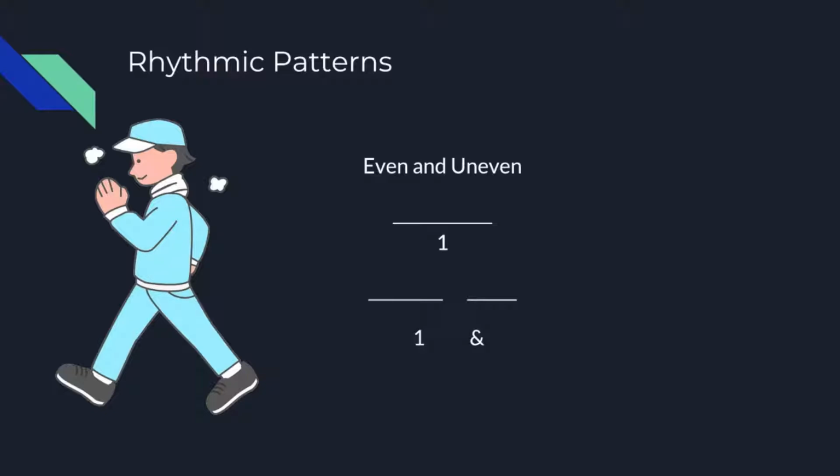Uneven rhythmic patterns combine a long beat with a short beat. An uneven pattern would sound something like 1 and 2 and 3 and 4 and, the number being the long beat and the "and" being the short beat. An uneven pattern could be for a skip, slide, gallop, or a combination of the movements.